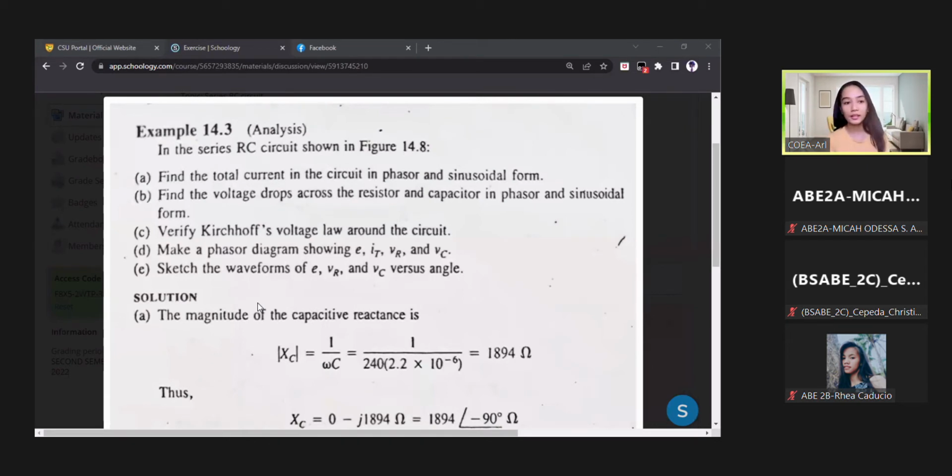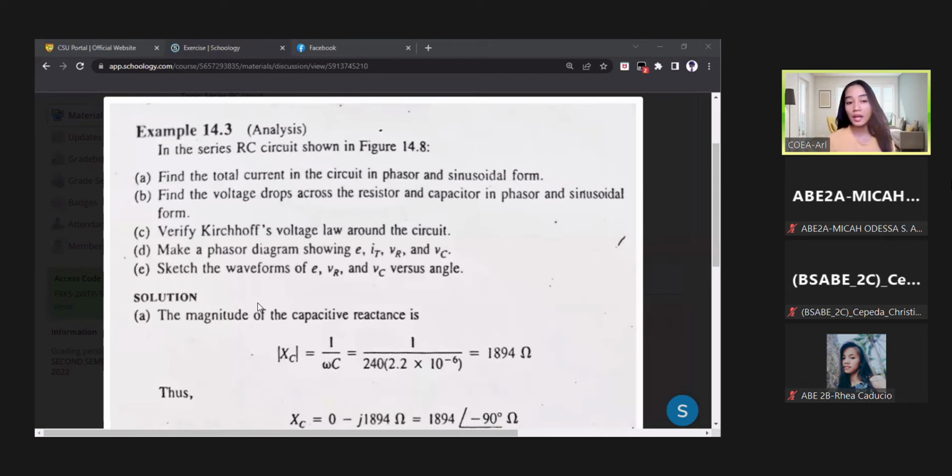Exercise 1 for finals is under the RC circuit. Okay, so we have here the RC circuit. So an additional variable or indicator or symbol, whatever term you may use, is the reactance.